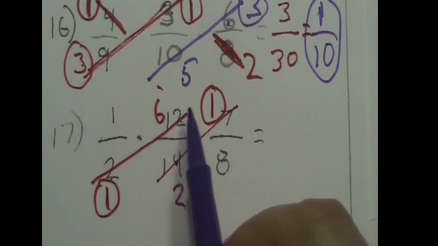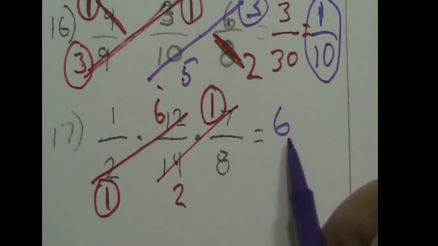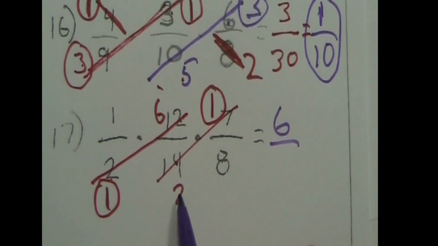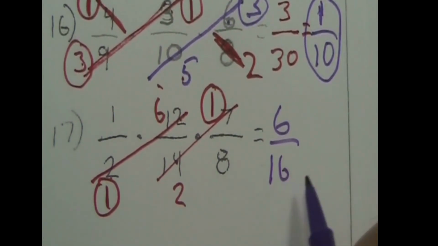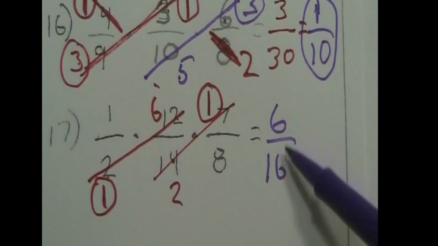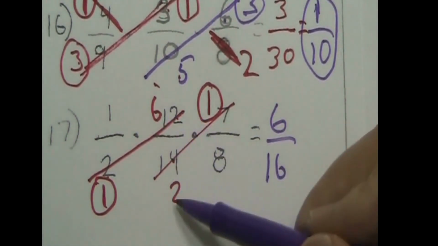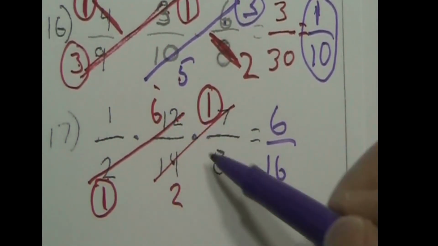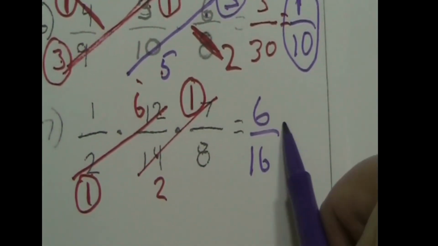1 times 6 times 1. 1 times 2 is 2, and 2 times 8. Now you notice that you can still reduce this. 2 goes into both of these. You see, I could have reduced the 2 and the 6 right there, or 6 and 8, because 2 goes into both of those.